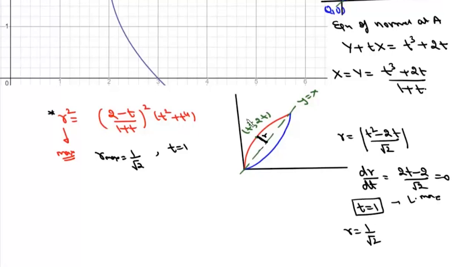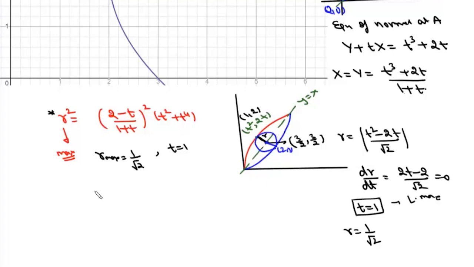And once we have t, this point A is 1 comma 2. And if we put t as 1, we'll get this as 1 plus 2, 3 upon 1 plus 1, 2. So the center of the circle will be at 3 by 2 and 3 by 2. And since this other parabola is a reflection of the first parabola, the corresponding point on this parabola will be 2 comma 1. So once we have this point and radius, we can write the equation of this circle.